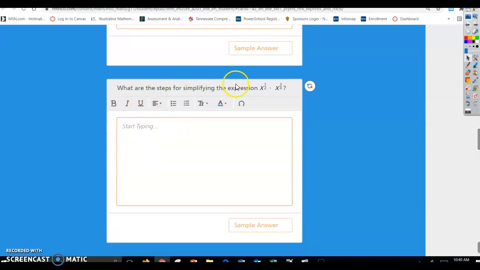The next one, what are the steps for simplifying the expression? Same base, you're multiplying, so you add exponents. In this case, you would have to get a common denominator. That would be 4. So this would be 2 over 4. 2 over 4 plus 3 over 4 is 5 over 4. So the answer to that one would be x to the 5/4 power. If you have any questions, please let me know.